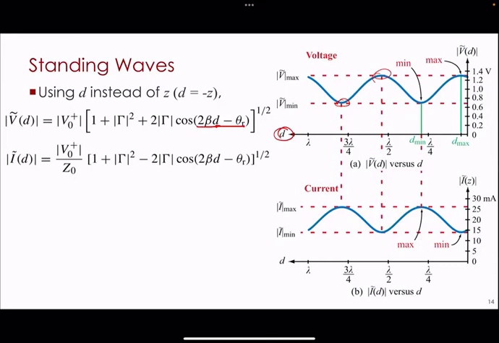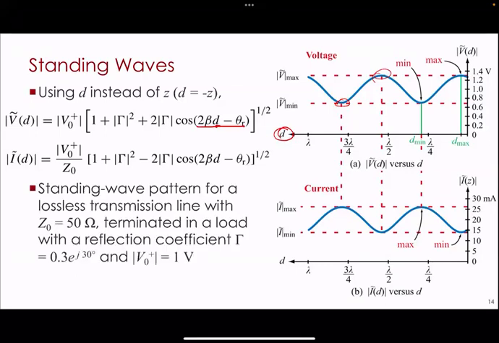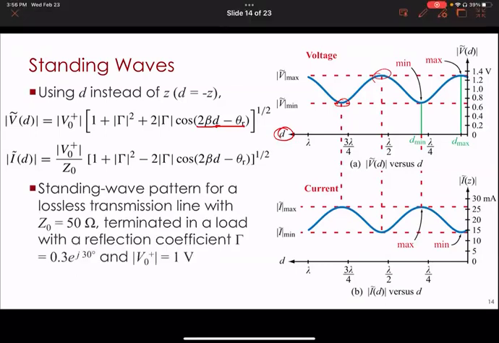All right, so we got an expression for the voltage and the current. The current's shown below, but like I said, we're mostly concerned about the voltage, so I'd say just note that the peaks of the current correspond to the minima of the voltage. So this one at the top right actually describes a specific case here: a gamma of 0.3 e to the j 30 degrees.